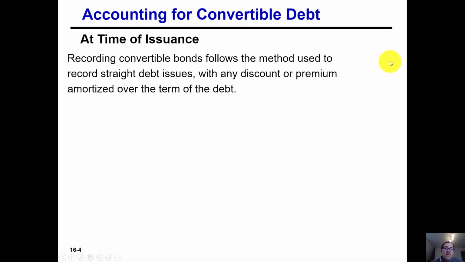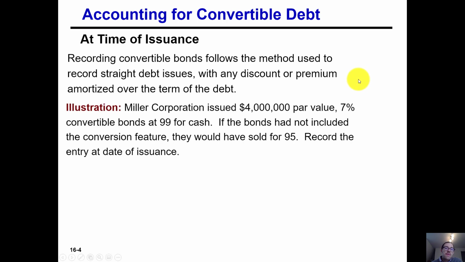How do we account for it? Well, at the time of issuance, we're just going to record it as we would any other type of bond. The reason is that we can't really separate the conversion feature from the bond itself. Okay, so we're going to record it the same way.